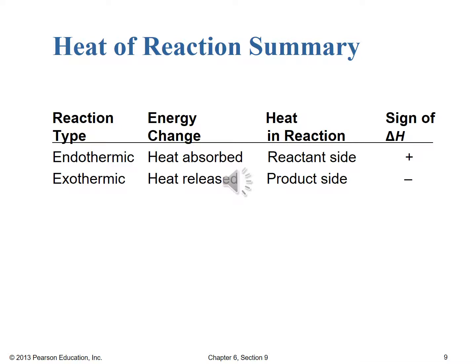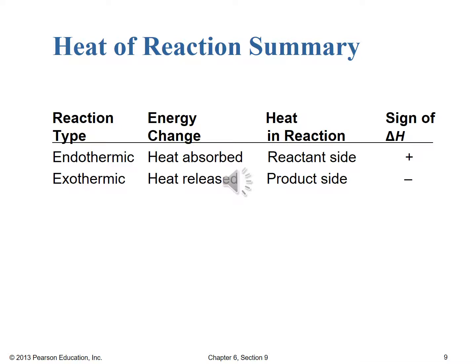All right, so to summarize just qualitatively without putting numbers in here, an endothermic reaction has energy absorbed as heat when you go from reactants to products. So the heat is put in on the reactant side, and the delta H has a positive sign because the enthalpy of the products is greater than the enthalpy of the reactants, which is how we always subtract things in a delta. We always do final state minus initial state, or in the case of chemistry, products minus reactants.